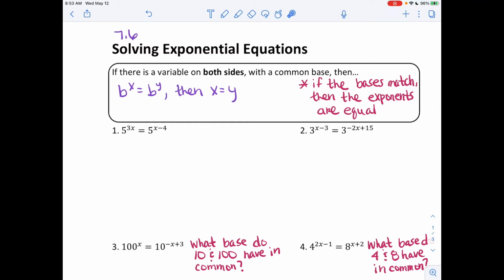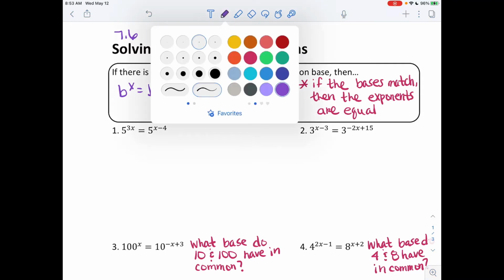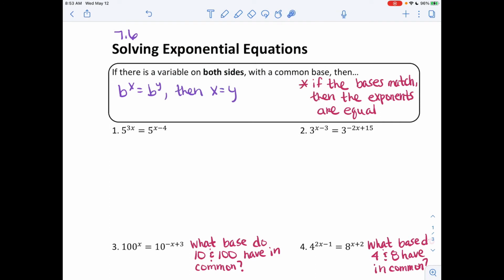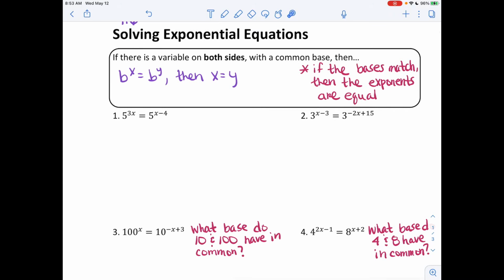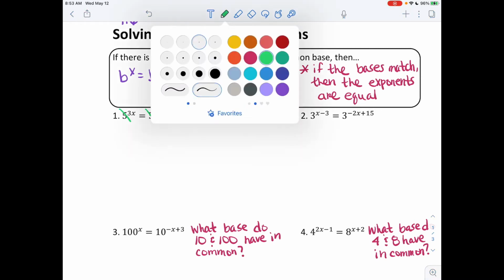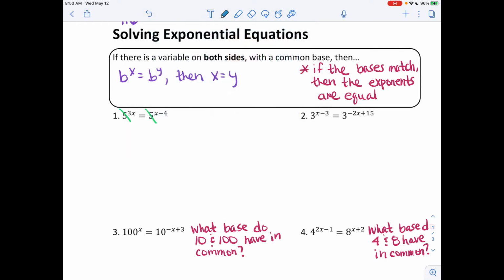So let me show you how this works. We'll start with a simple example. For this first example, we have 5 raised to the 3x power, and we also have 5 raised to the x minus 4 power. And so because I see a base of 5 on both sides, those bases can actually cross out, and I can just solve exponent equals exponent. So 3x is equal to x minus 4.